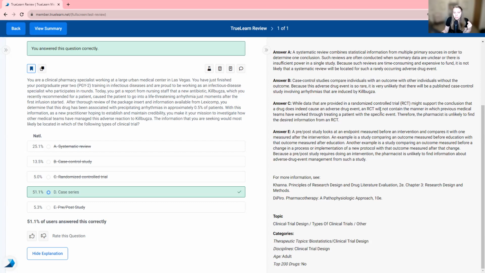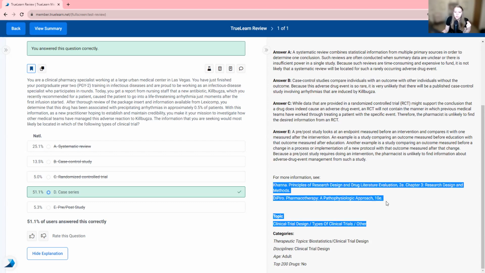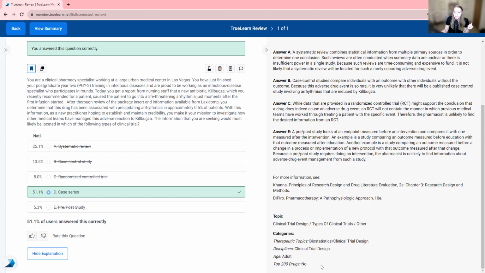The other thing I enjoy after reading through this is that there are really good resources available here. You can also see the topic down here. So if you're missing a lot of questions in this particular topic, you're going to be aware of that, and what categories it falls under as well. When you're studying, you're going to know what categories maybe you need to brush up on before your exam.